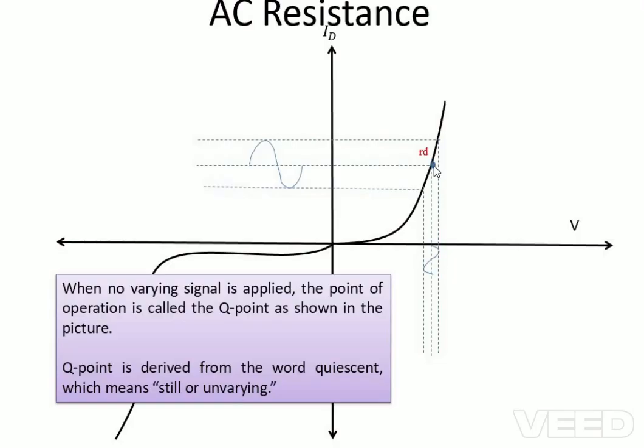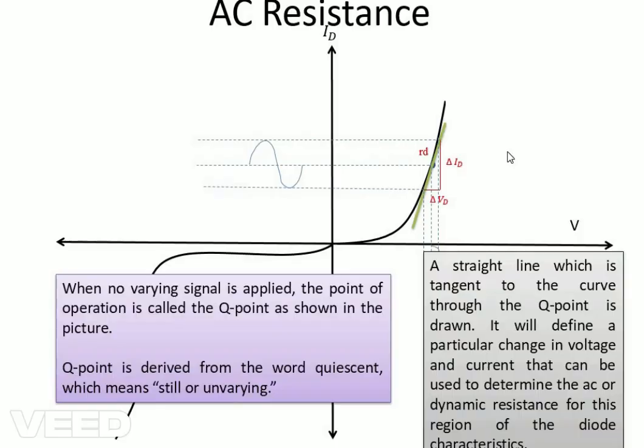So how can we calculate the AC resistance for this curve? We just draw a tangent on this Q point and we calculate the delta VD and delta ID, the variations in this voltage, the changes in this voltage and the corresponding changes in the alternating current, output current. So using Ohm's law, this AC resistance can be easily calculated.